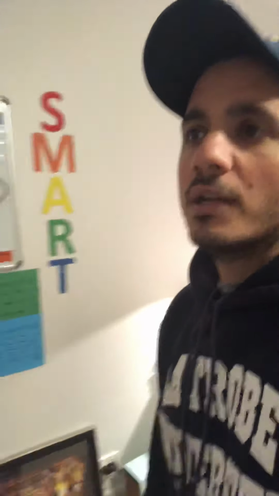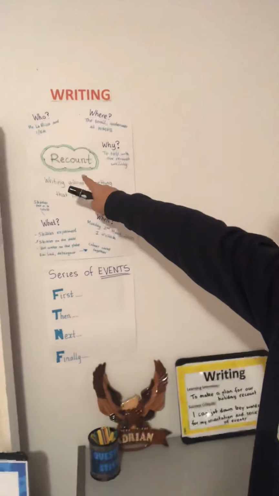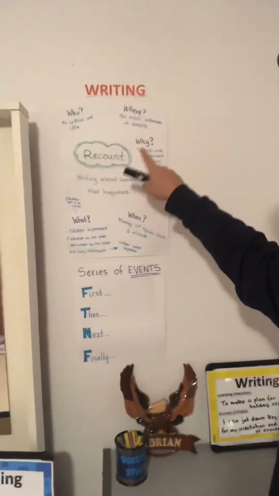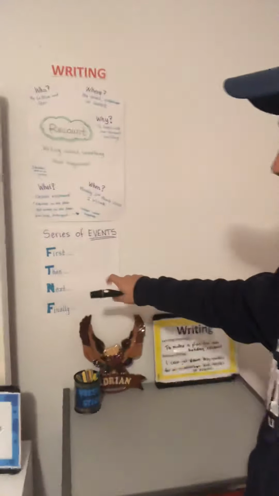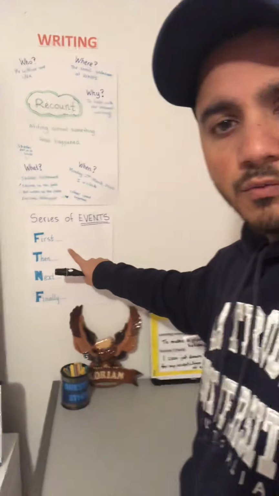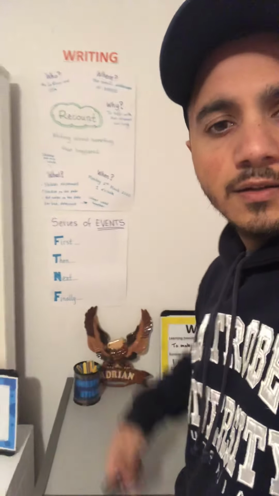So we did recounts at the end of last term. So let's see if we can remember what is needed exactly in our recount. So we're gonna have a look at the things that we did last term. It's on our board, our recounts. So remember, for our orientation, we needed who, where, when, what, and why. We need to answer those questions in our orientation before we go on to our series of events, where we need to do firstly, then next, and finally.